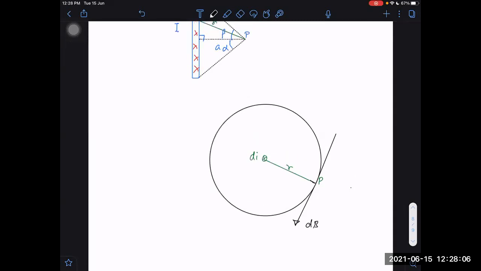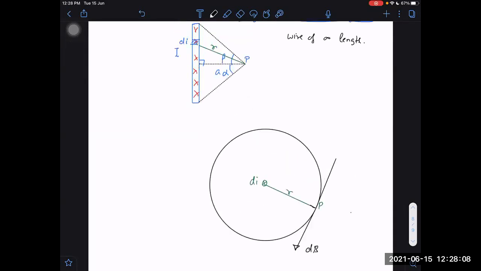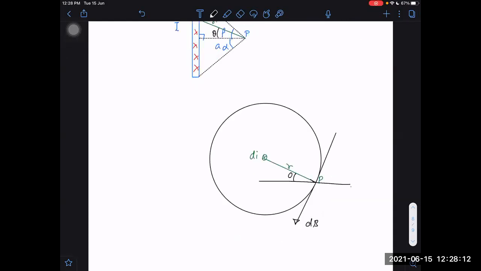What angle will it make? This r vector makes an angle, let us say theta, with the horizontal. If it is making theta with the horizontal here, this will be 90 degrees minus theta, and on the other side it will become theta.